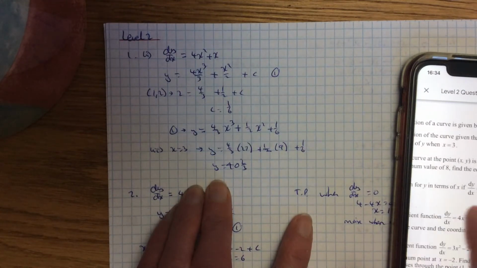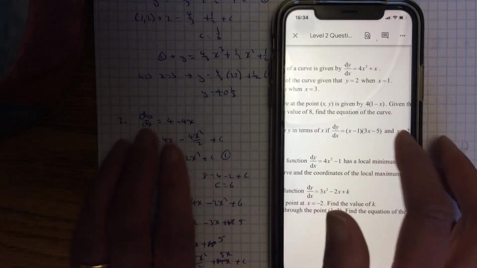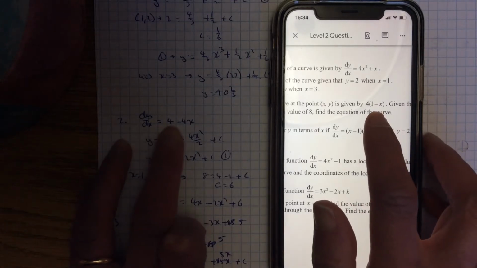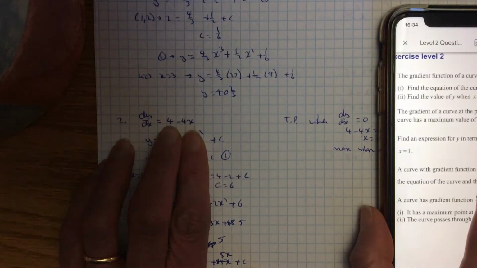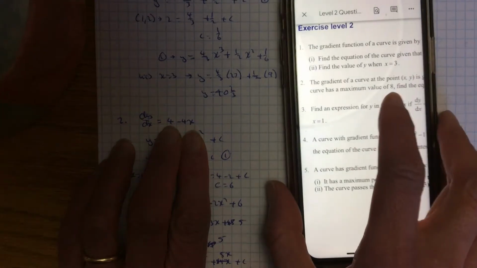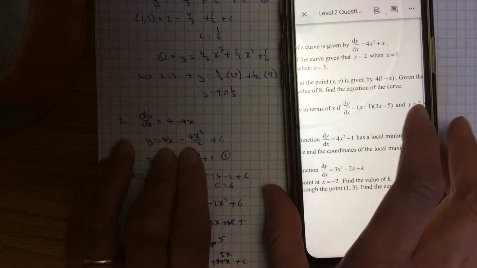Question 2. It doesn't give you dy by dx in question 2, but it says the gradient is given by this. So that's assuming that you remember that dy by dx equals that expression. You see, we have multiplied out the brackets. And then it's wanting me to find, given that the curve has a maximum value of 8, the equation of the curve.